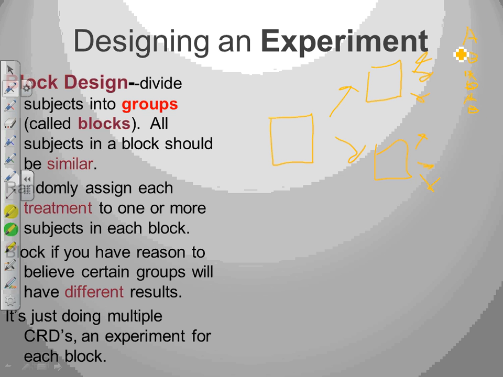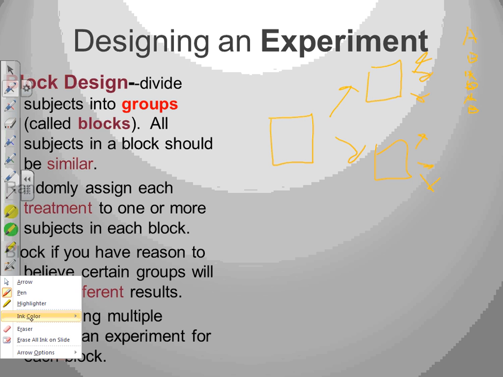It's A, B, A, B, A, B. Okay? And that's what you do. You're going to randomly assign the treatment to each group. You're going to go from there.